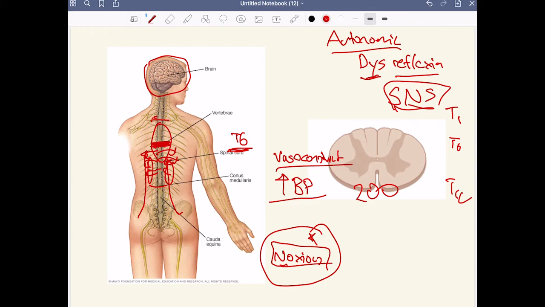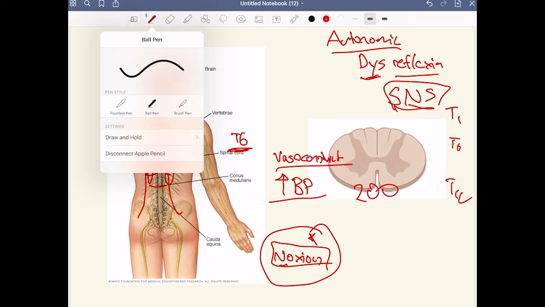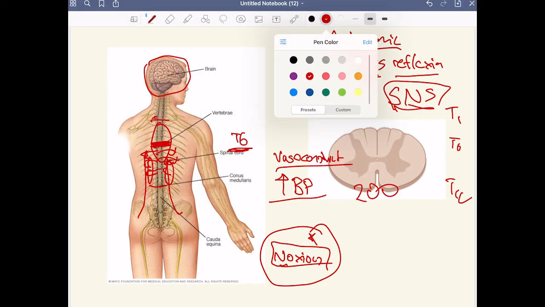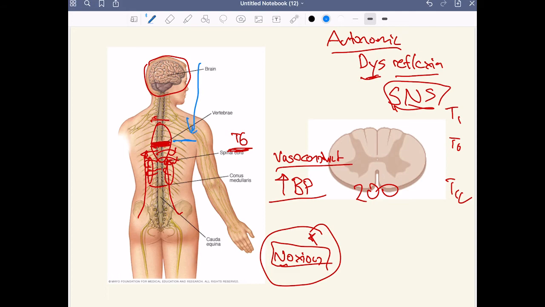Now, the body tries to compensate for that, and the way it does this is anything above the injury, it tries to counter it. So it actually tells the body to slow down. So it tells the heart to slow down. So we see now bradycardia. But because we've done so much vasoconstriction and it's affecting above the injury as well, the person gets a big headache. So a really bad headache. They start to sweat above the injury. They get flushed. So their face goes red. Low heart rate, lots of sweating, blood pressure is really high.